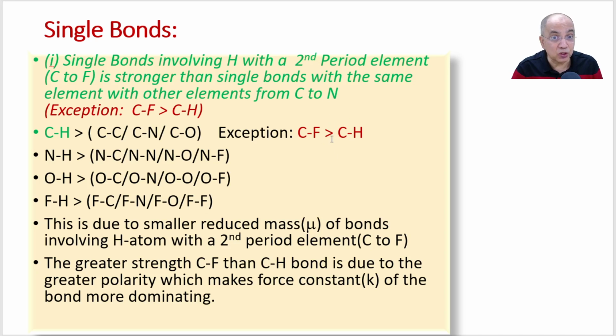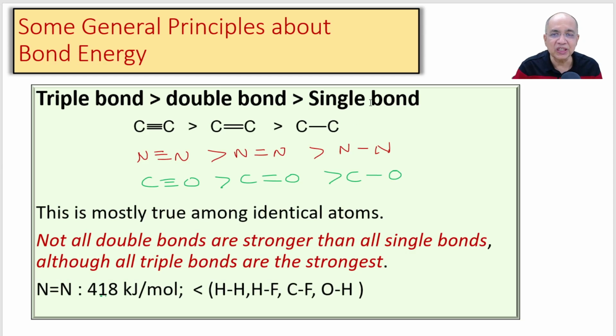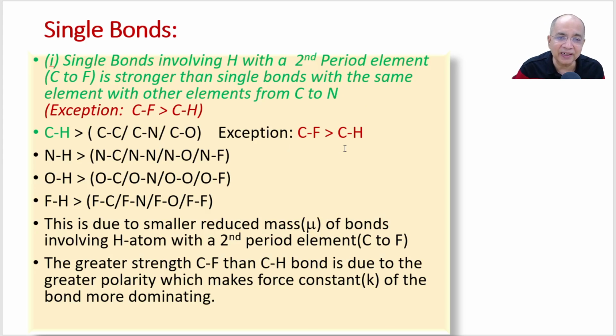So there are two mutually cancelling effects. Mu is less for the CH bond, no doubt. But if the K contribution is more, because of the polarity, K increases to a greater extent compared to the decrease in mu as hydrogen is a small size atom. The dominant effect is K here because of polarity, not mu, for which the CF bond is stronger than CH.